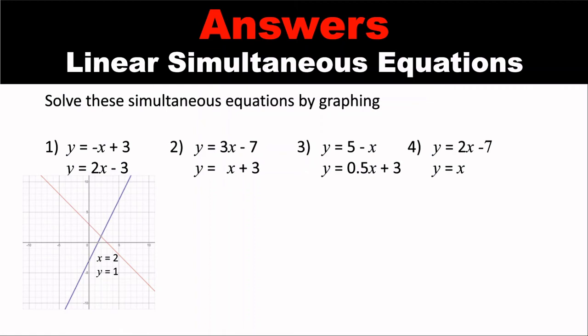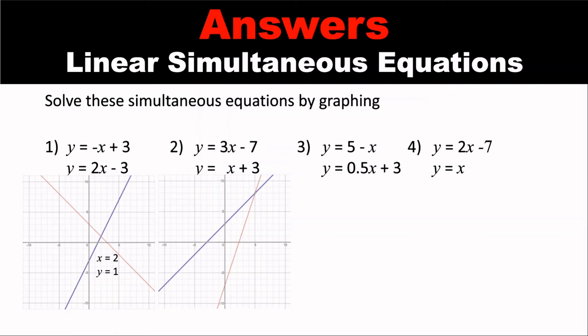For question 2, we've got two positively sloping lines this time, but one's definitely steeper. Can you see which one's steeper? The red one's definitely steeper, and that's the y equals 3x minus 7 line. Those two lines also cross at one exact point, and that's where x is equal to 5 and y is equal to 8.